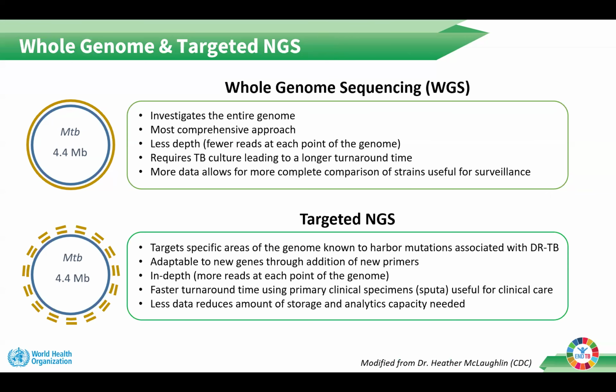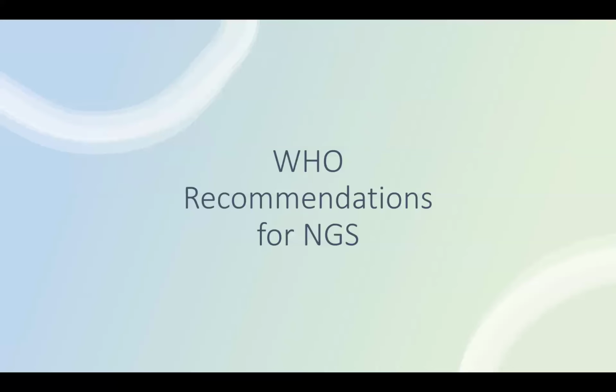In targeted next-generation sequencing, NGS is used to target specific areas of the genome, in this case, those that are known to harbor mutations associated with drug-resistant TB. These are the segments that are shown on the left. It's adaptable to new genes through the addition of new primers. It's in-depth, so you'll see more segments there at each point of the genome. And it has a faster turnaround time, as targeted next-generation sequences can be produced from primary clinical specimens or sputa, making it useful for clinical care. It also has less data usage and storage and analytics capacity requirements compared to whole genome sequencing.